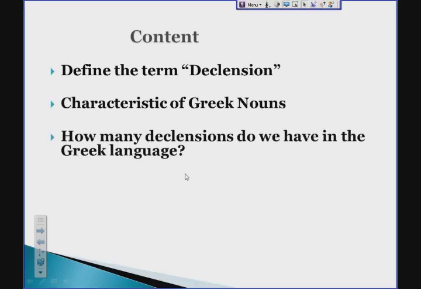Before we come to, okay, that is the content, and also get to know the characteristics. Is there any question? You say?